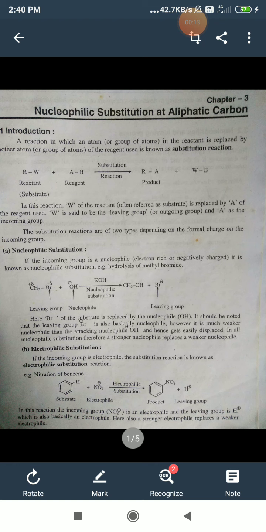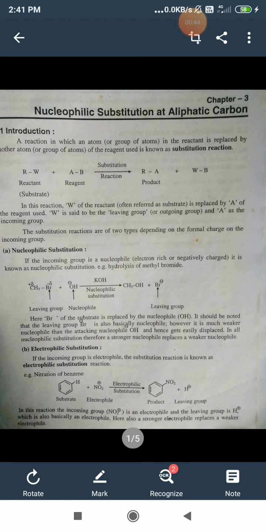My subject is organic chemistry. Today I will explain nucleophilic substitution at aliphatic carbon. First of all, what do you mean by substitution reaction? A reaction in which an atom or a group of atoms in the reactant is replaced by another atom or a group of atoms of the reagent used is known as a substitution reaction.